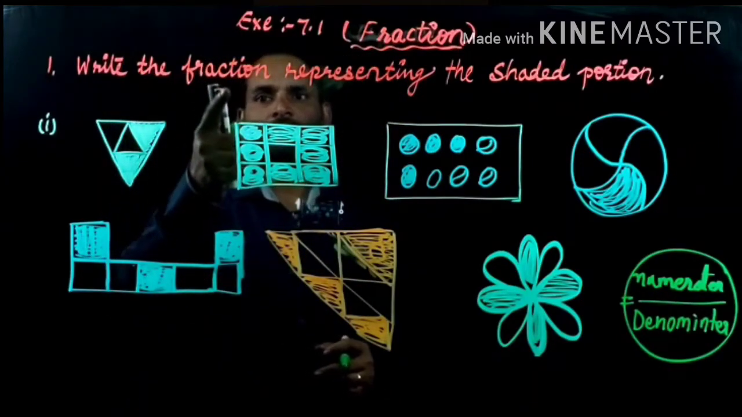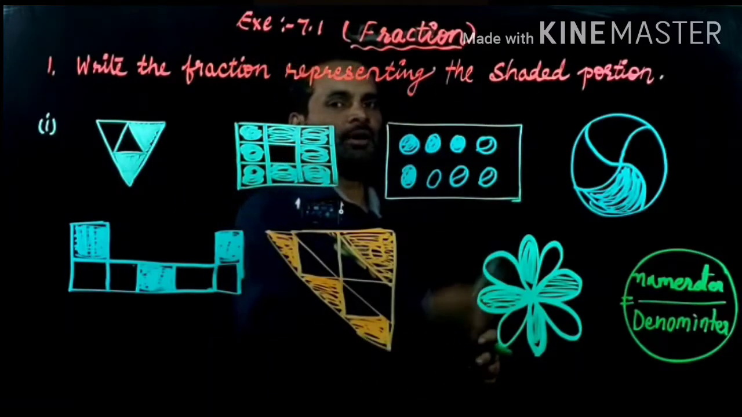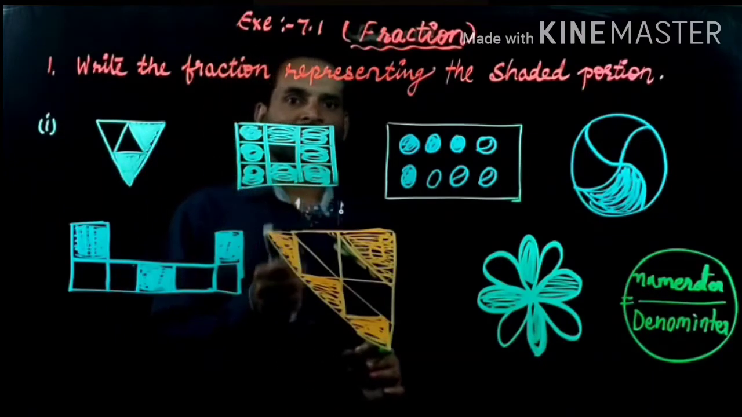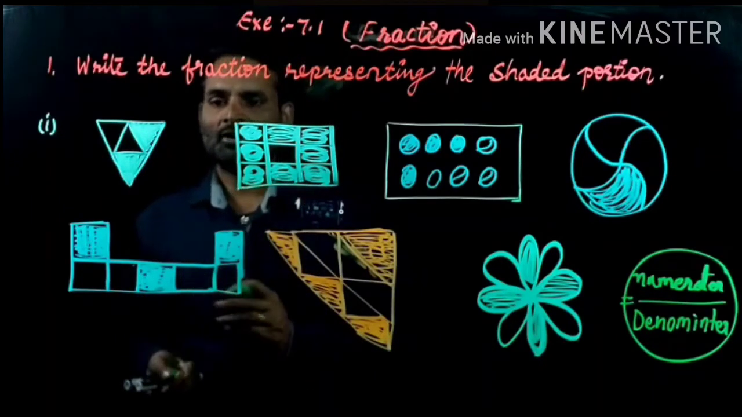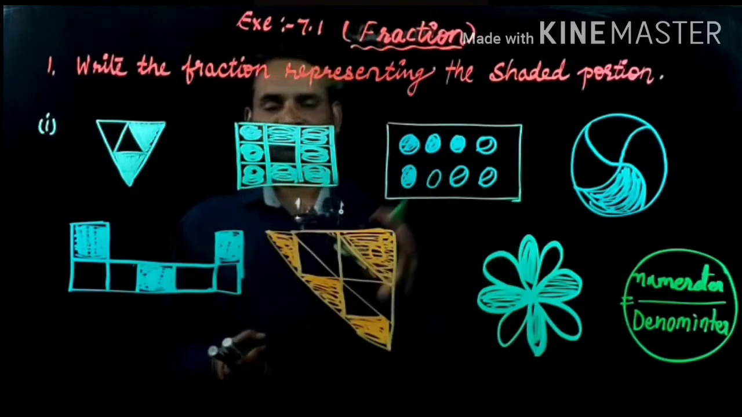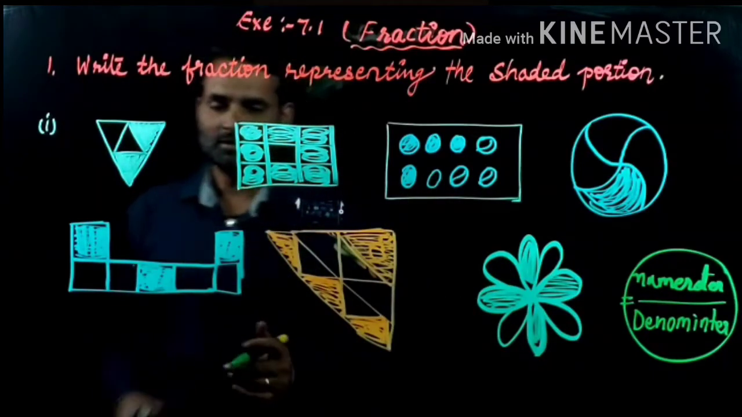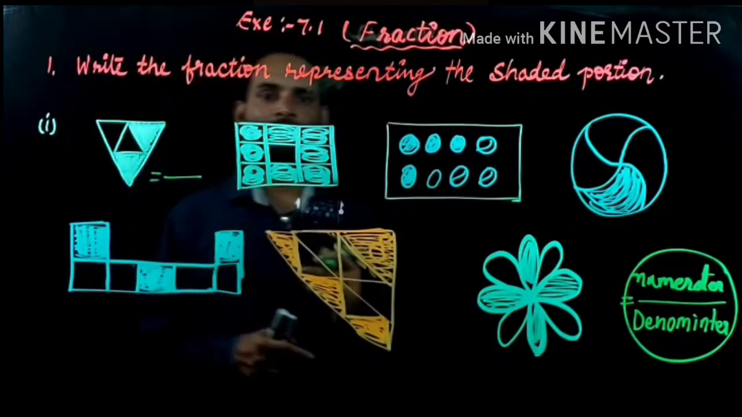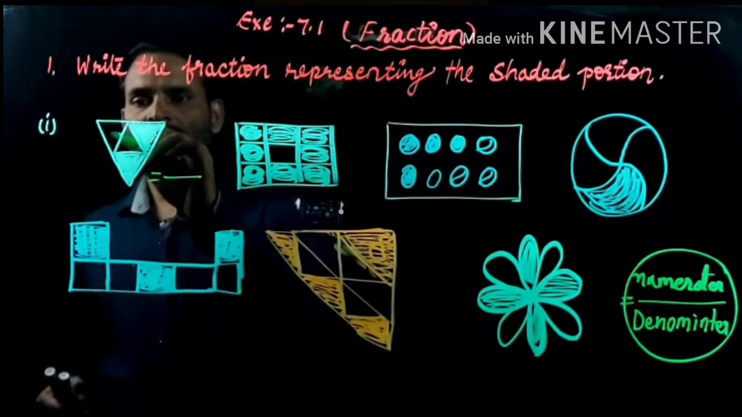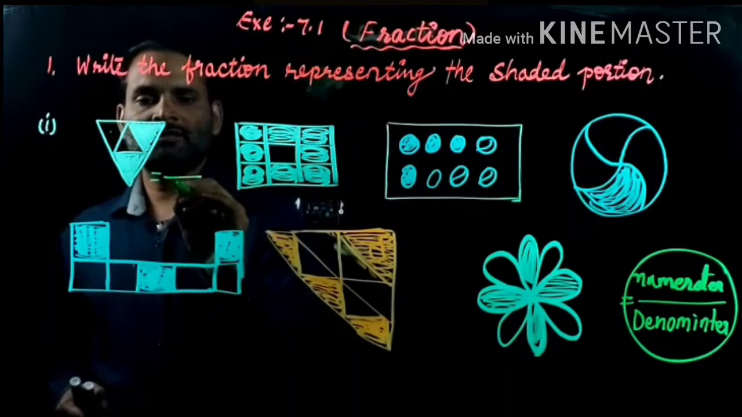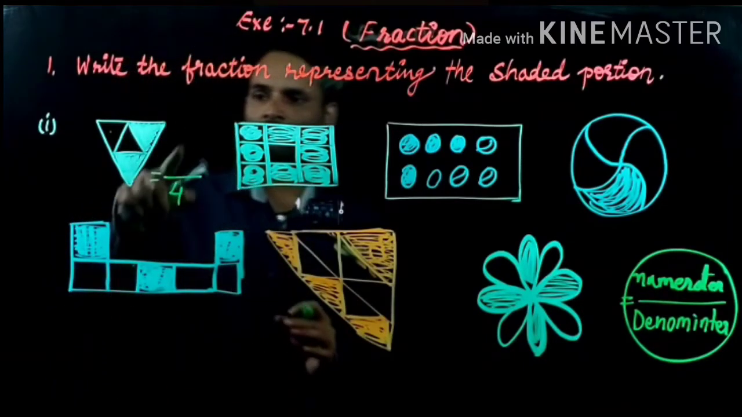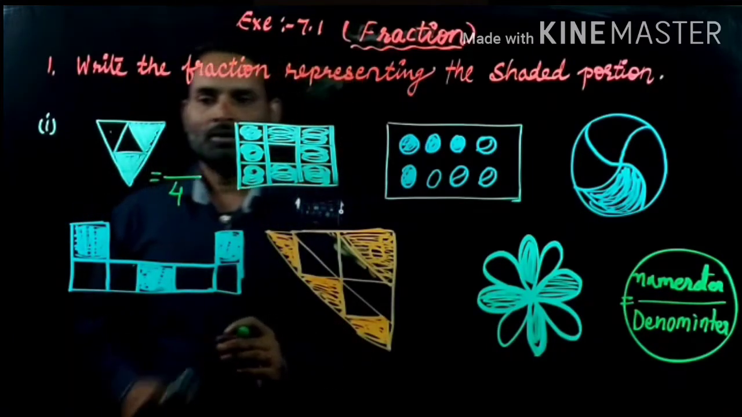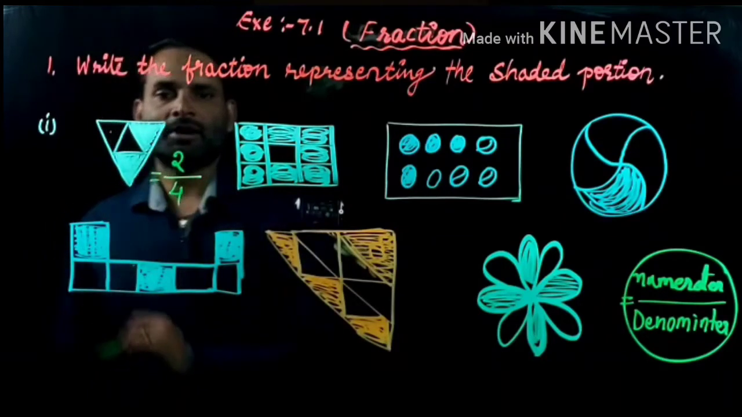Write the fraction representing the shaded part. In this question you find how many parts are shaded and how many parts are not shaded, and then the fraction of the shaded part. First you write how many equal parts there are. Here there are 4 parts: 1, 2, 3, 4. In a whole triangle divided into 4 equal parts, 2 parts are shaded.